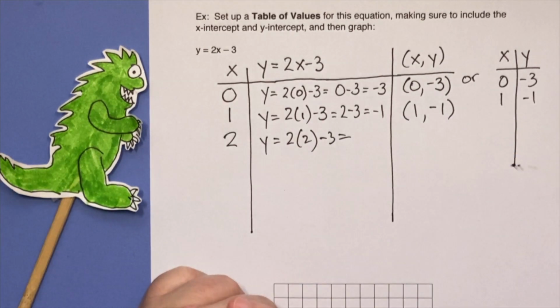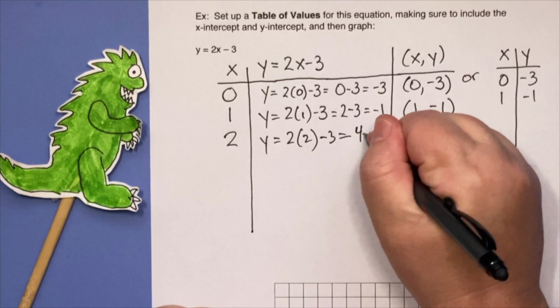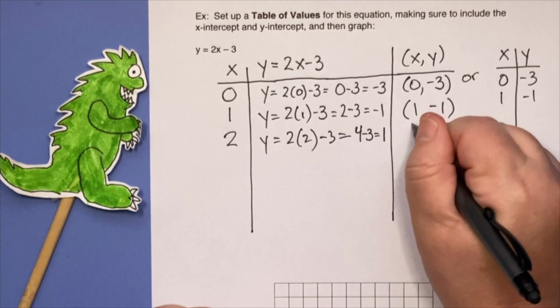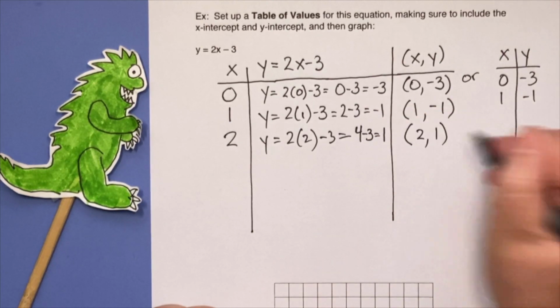That was exciting. That's going to be 4 minus 3, which is 1. So I've got the ordered pair 2, 1.